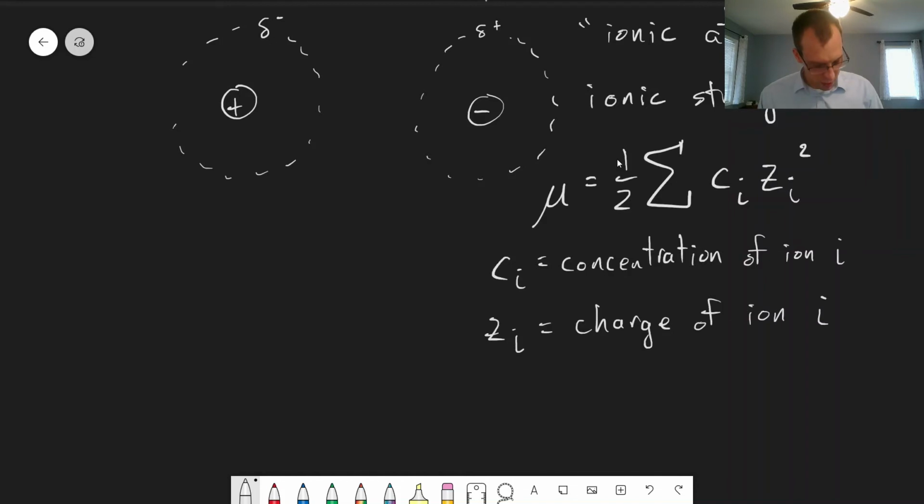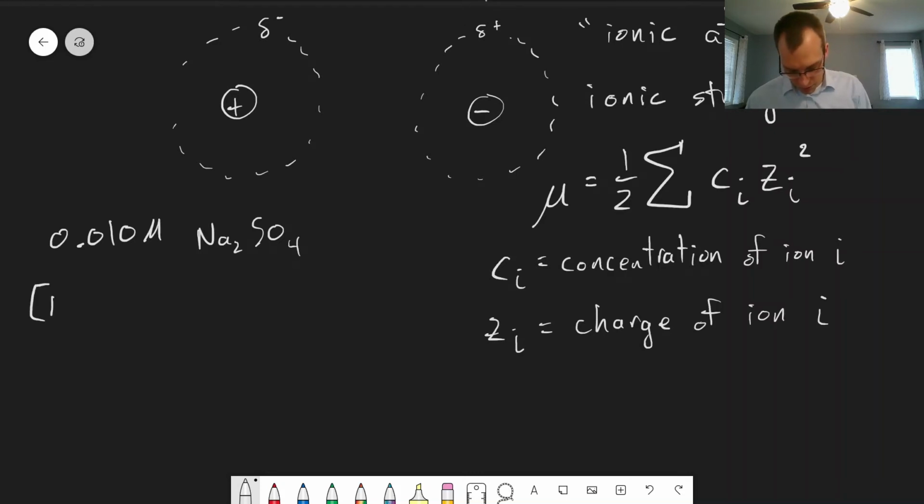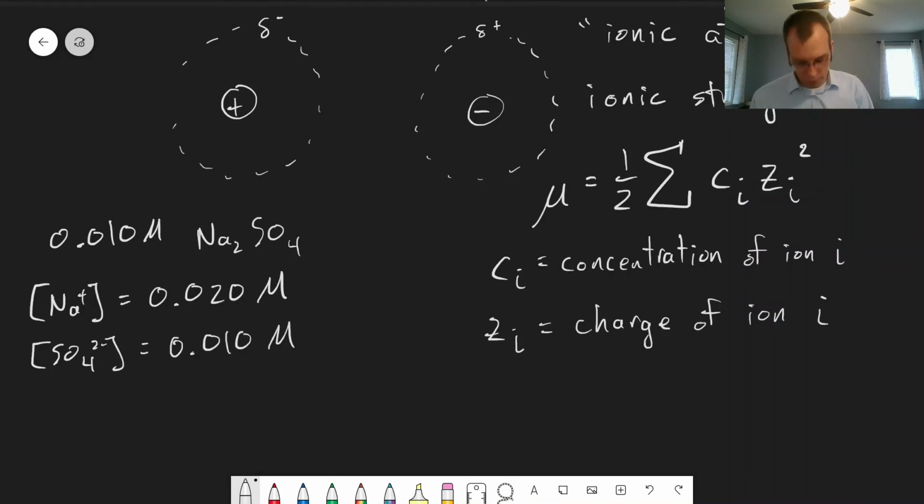So let's just do a quick example of a calculation of this, just to show you how this would work. Say we have a solution of 0.010 molar sodium sulfate. Now, when we're doing a calculation involving ionic strength, we have to think about the concentration of each ion individually. So when this salt dissolves, for the concentration of sodium ions, we get 2 ions per formula unit here. So the concentration of sodium is actually 0.02 molar. We need to remember that in the ionic strength formula. And the concentration of sulfate will just be 0.010 molar because we just get 1 sulfate per formula unit of the salt.